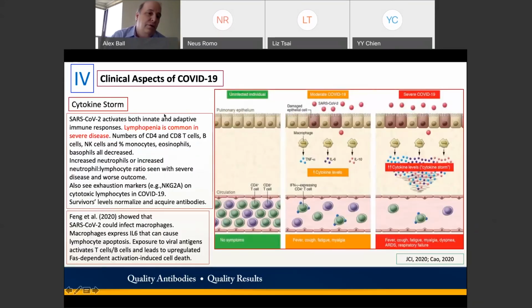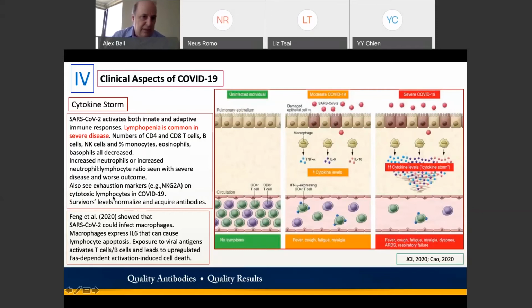If we look at this notion of cytokine storm more in depth, as I mentioned earlier, SARS-CoV-2 activates both the innate and adaptive immune responses. As we noted, lymphopenia is common in severe disease. So the numbers of CD4, CD8 T cells, B cells, natural killer cells, and the percentage of monocytes, eosinophils, and basophils are all decreased. What seems to be seen in severe cases, and actually a predictor of more severe disease, is increased neutrophils, or the neutrophil to lymphocyte ratio. The higher that is, the worse the predicted outcome.